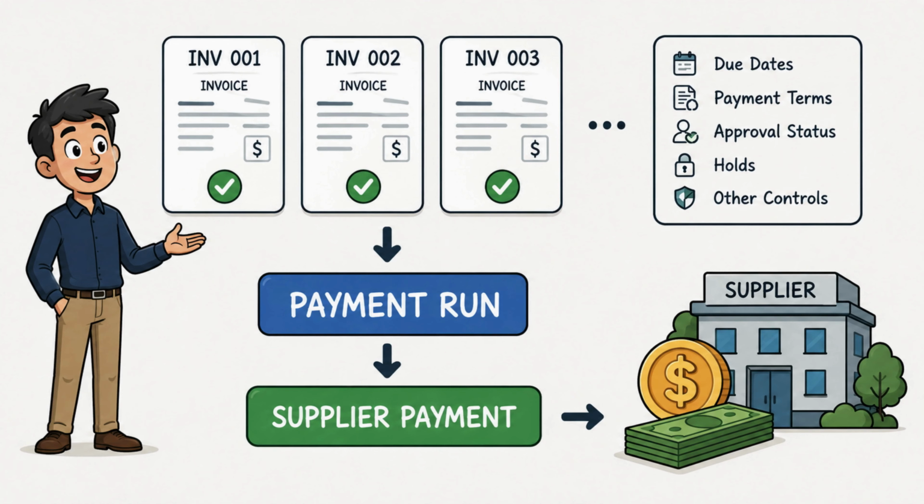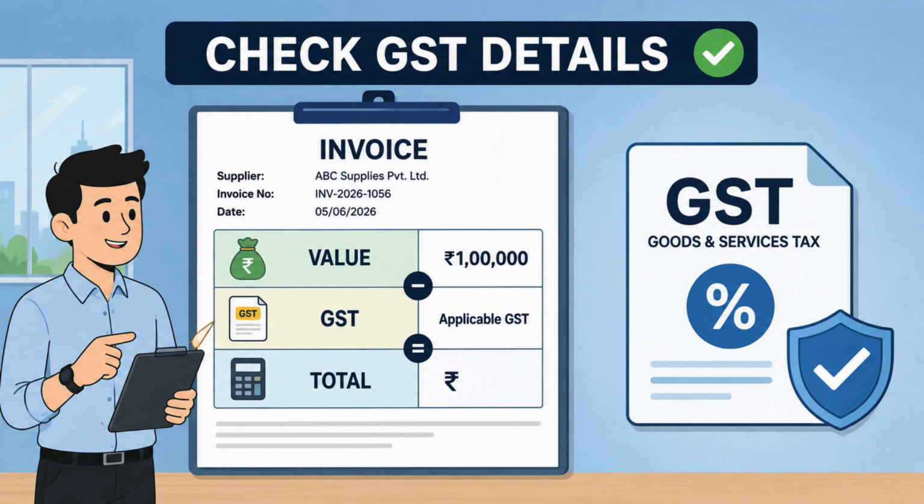Question 20. What is GST and why is it important in AP? GST stands for Goods and Services Tax. For AP teams, GST related information on supplier invoices may need to be validated as part of invoice processing and applicable tax compliance procedures. For example, a supplier provides goods worth 1 lakh rupees and charges applicable GST. AP checks the relevant invoice and GST details according to company procedures. Remember, AP should follow applicable tax requirements and company processes rather than making assumptions.